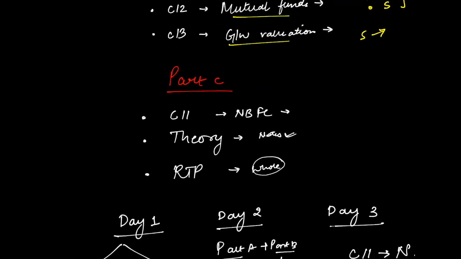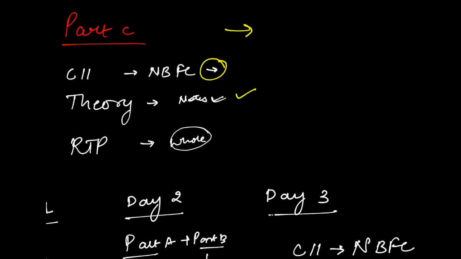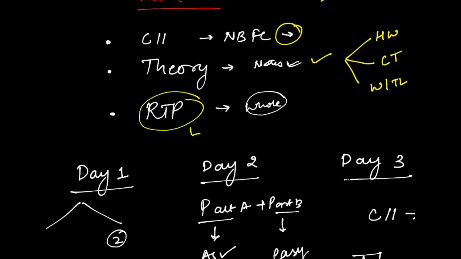Moving on to part C. Part C has a very simple topic, NBFC, because we don't want to leave too much for the last day. That's why we have kept very less syllabus for the third day, that is the part C. And it also includes your theory, so you can do theory either from the notes that you have prepared for yourself, handwritten notes, or you can refer to the notes of your coaching teacher which he or she might have given to you, or you can just refer to the notes which you might have downloaded from any website or any Telegram channel. And then lastly, RTP. RTP is revision test paper that is provided by ICAI. It is very important, very important.